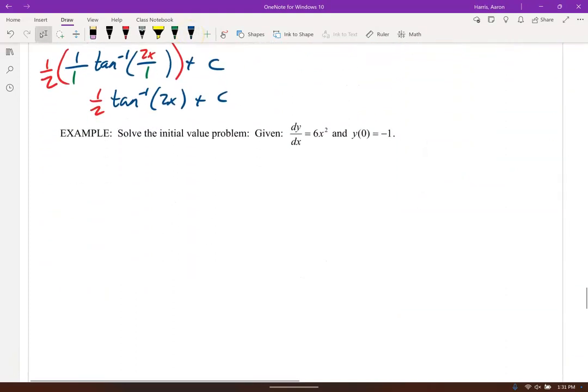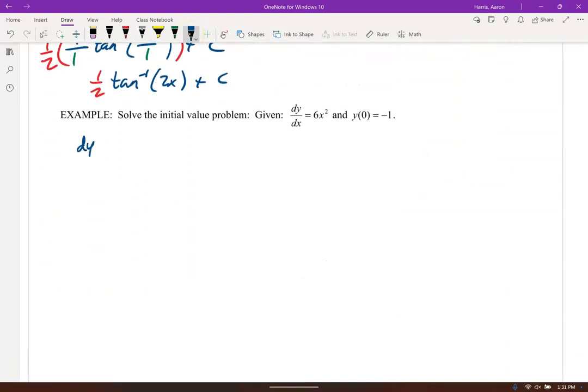All right, let's do our first initial value problem. I've got dy dx is 6x squared. So what I'm going to do is try to get back to the original function and figure out what the constant is from that point that they give you, 0, -1. Okay. So I'm going to take the dx to the other side. And now I'm going to run the integral.